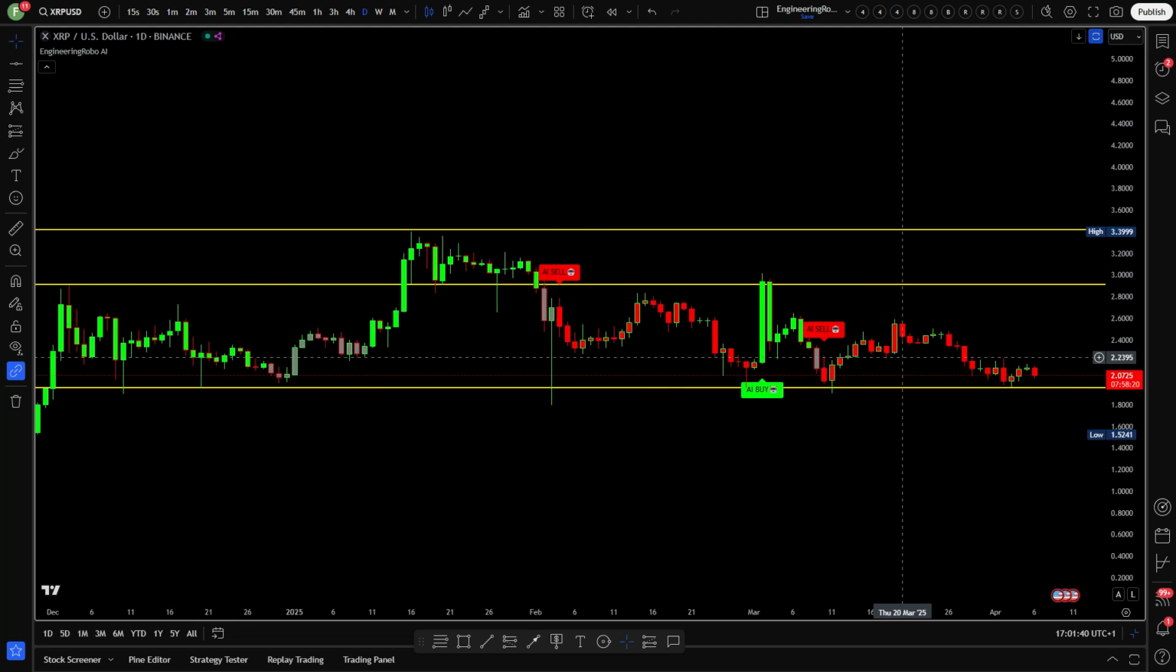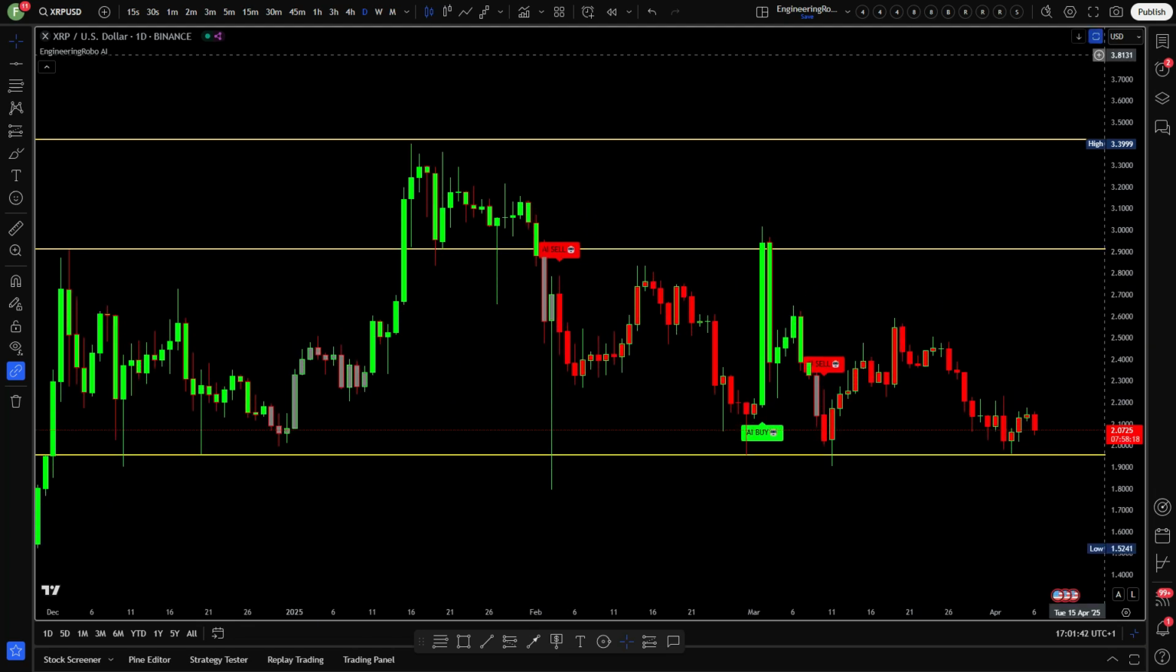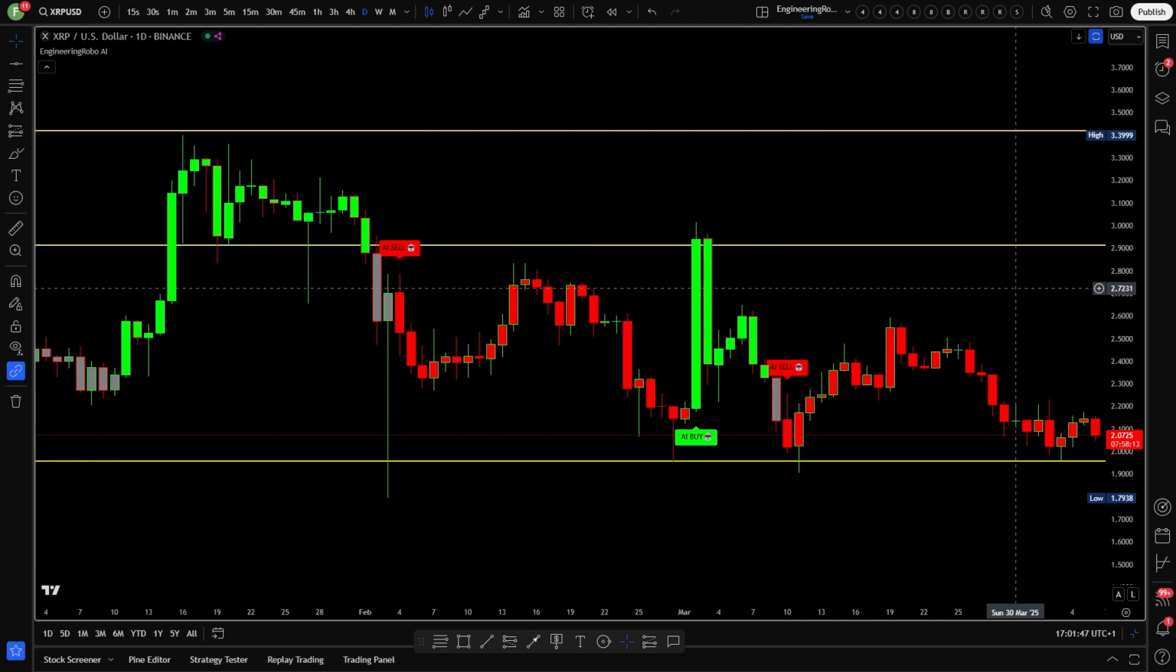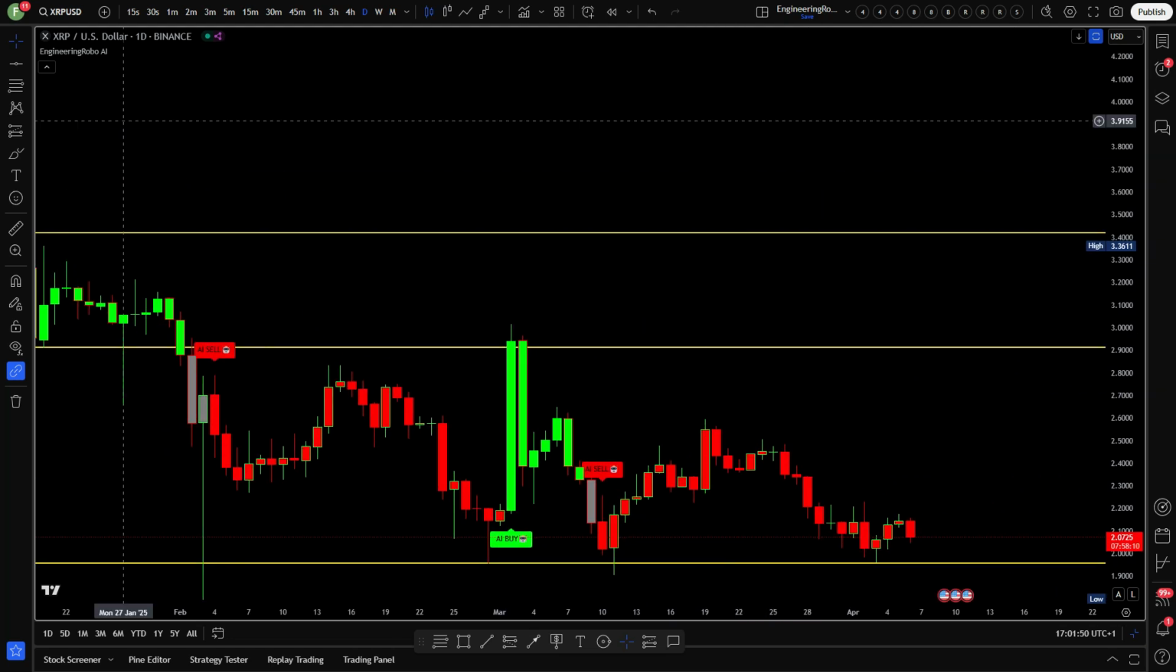But the power of EngineeringRobo AI is what I use to consider going into a trade or not. At the moment, we have an active AI sell signal in play, but we can't just trade using one signal on its own.